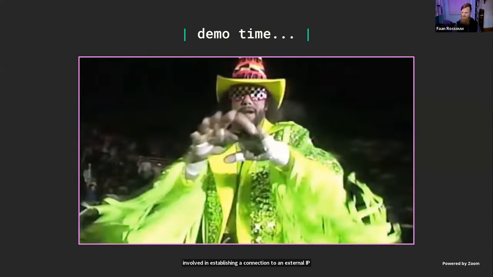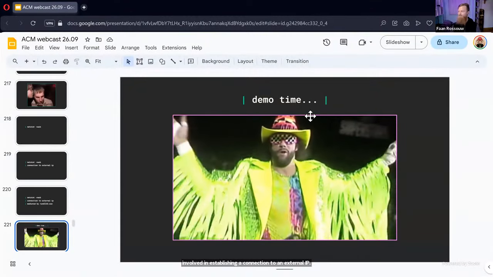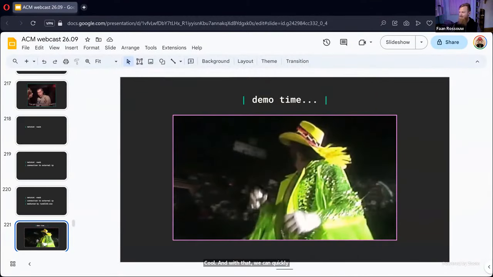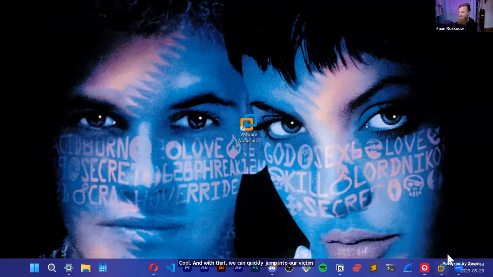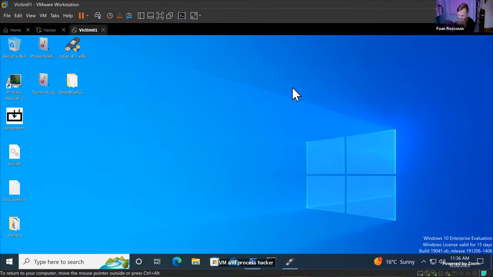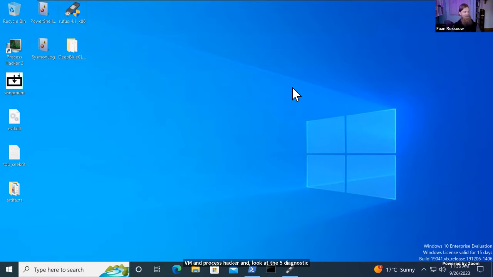Cool. And with that, we can quickly jump into our victim VM and Process Hacker and look at the 5 diagnostic indicators. Cool. So I'm assuming everyone can see the VM. Can I get a thumbs up? Cool. All right. Great. Thanks, guys. Very responsive. And so we'll run this as admin.